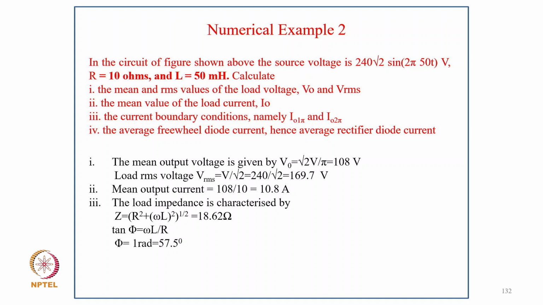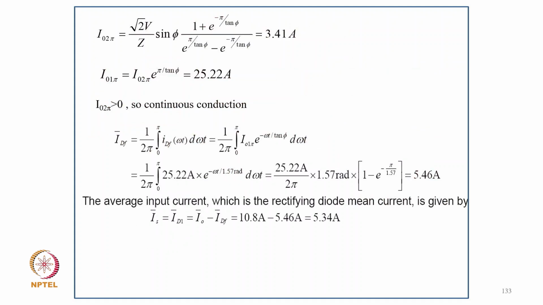The mean value is given by V0 equal to root 2 V upon pi, that is 108, the RMS load voltage V upon root 2, that is 169.7 volt, and the output current is 108 by 10, that is 10.8. The load impedance is characterized by Z equal to under root R square plus omega L square to power half, that is 18.62, and tan phi is omega L upon R, so phi equal to 157.5 degree, and I0 at 2 pi equal to root 2 V upon Z times sin of the angle into 1 minus e to power minus pi upon omega L, divided by e to power pi upon omega L minus e to power minus, that is 3.41 ampere, and I01 equal to I20 e to power pi upon omega L, that becomes 25.22 ampere.